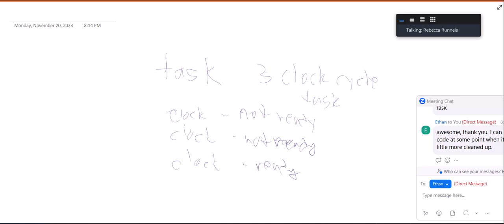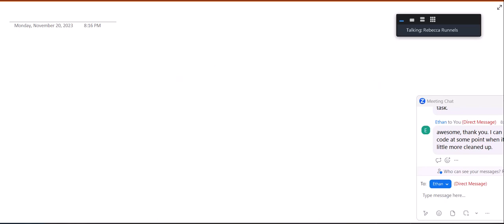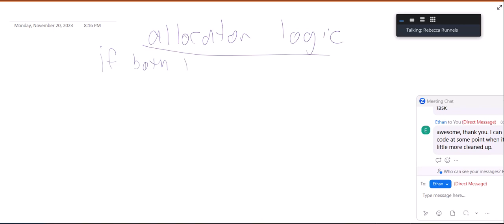Okay. All right, good. So the last thing I wanted to talk about was the allocator logic. This is probably not the best way to do it. It's just the first thing that came to me. So the first thing was I looked at my 2 tasks. If both tasks were 0, then send 0 to both stations.